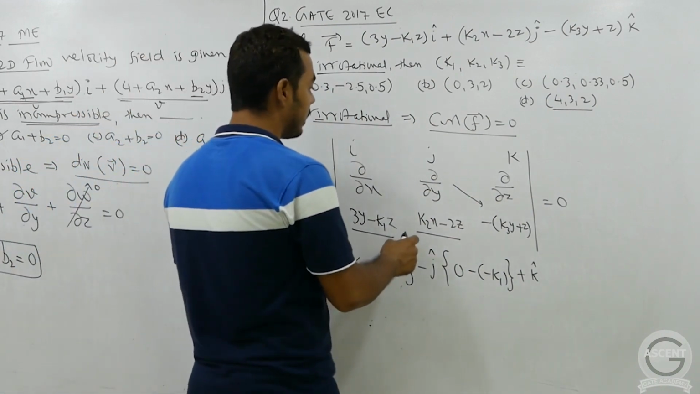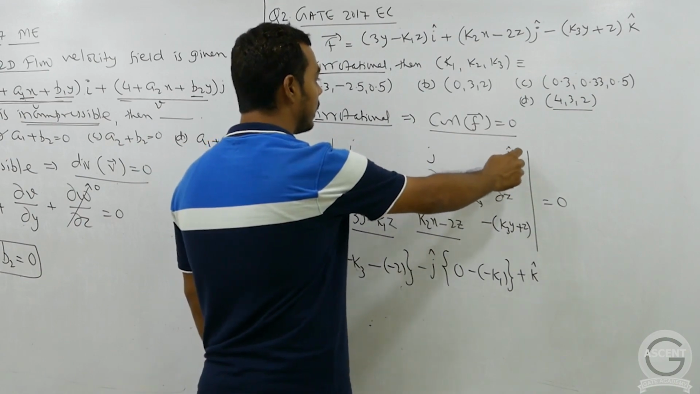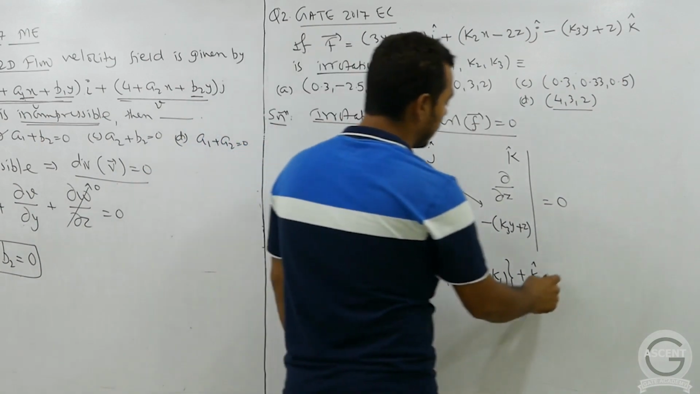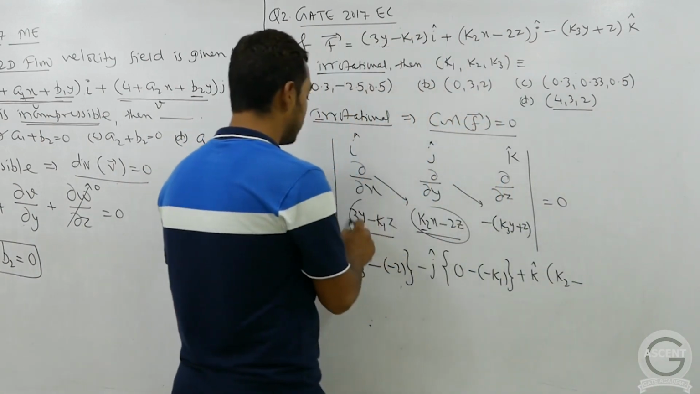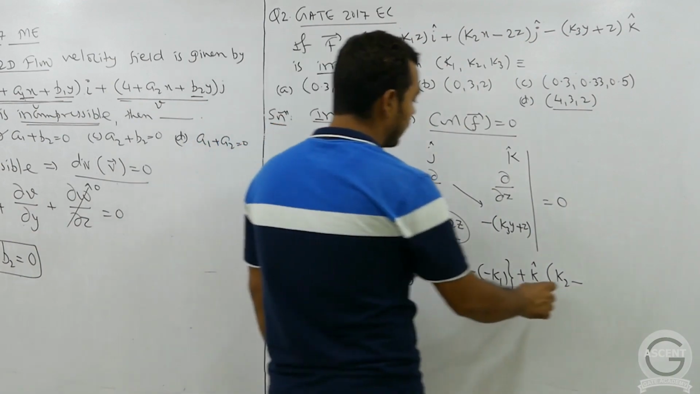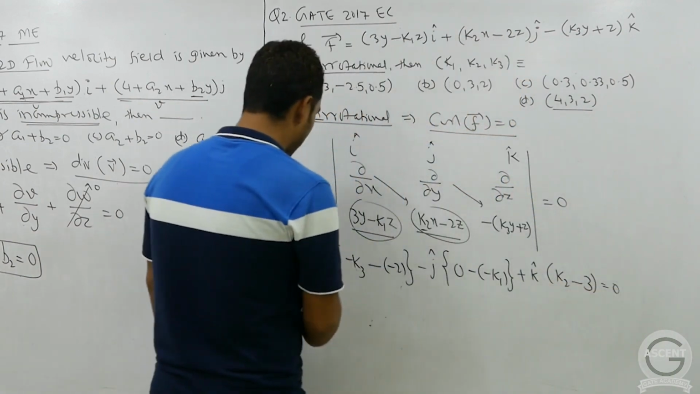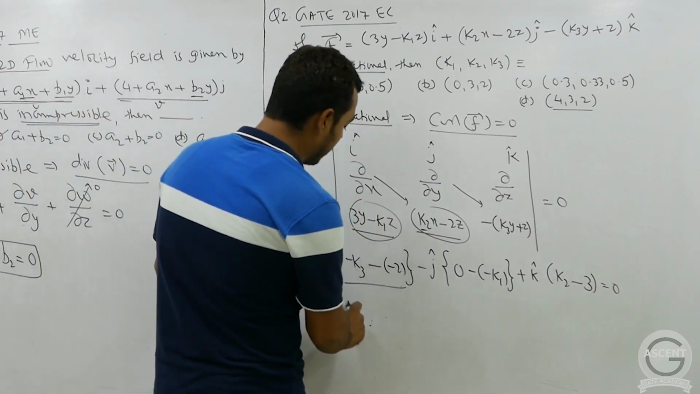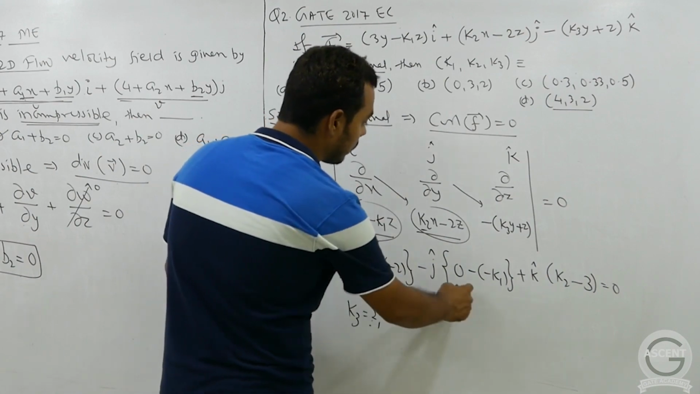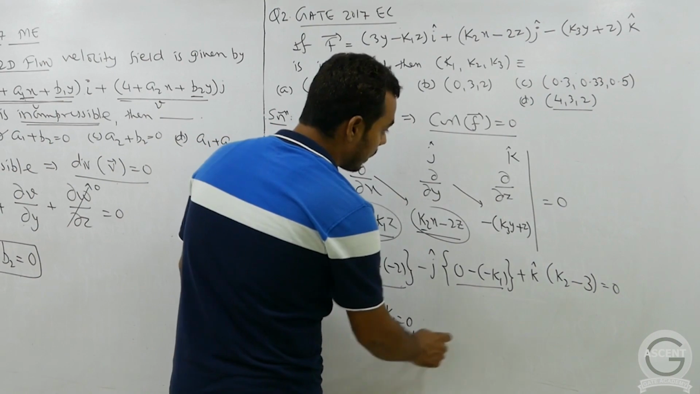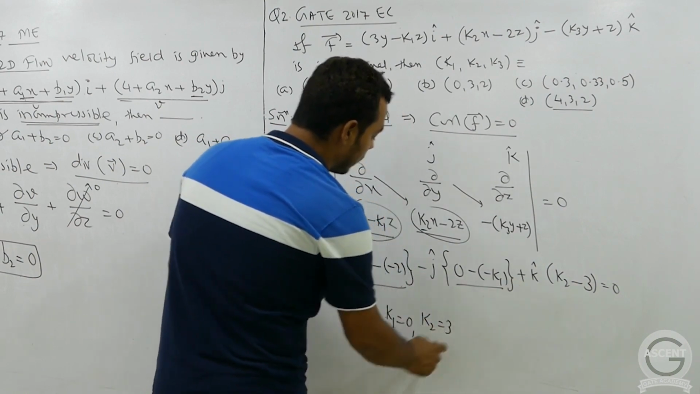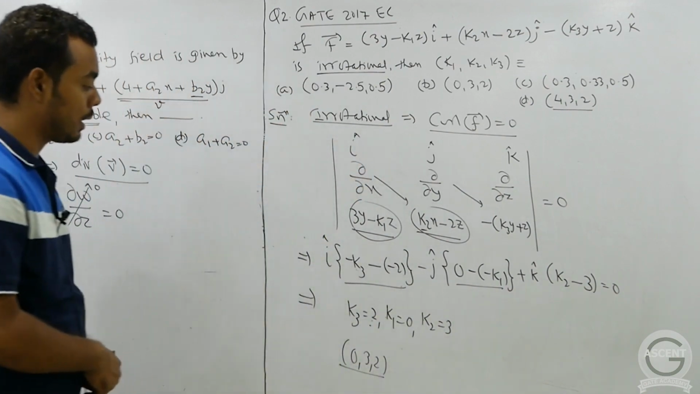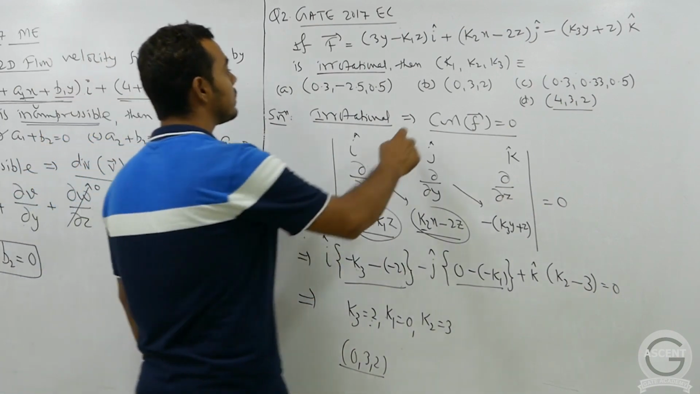So now for the k component, you have to differentiate this expression with respect to x. So that will give us k2 minus, then differentiate this relation with respect to y. So that will give us 3. This will be 0. Now if a vector is 0, then all the three components are 0. So from here you will get the value of k3. k3 will be 2. From here you will get k1 equals 0. And from there you will get k2 equals 3. So k1, k2, k3 will be 0, 3 and 2. k1 is 0, k2 is 3 and k3 is 2. So the correct answer is option B.